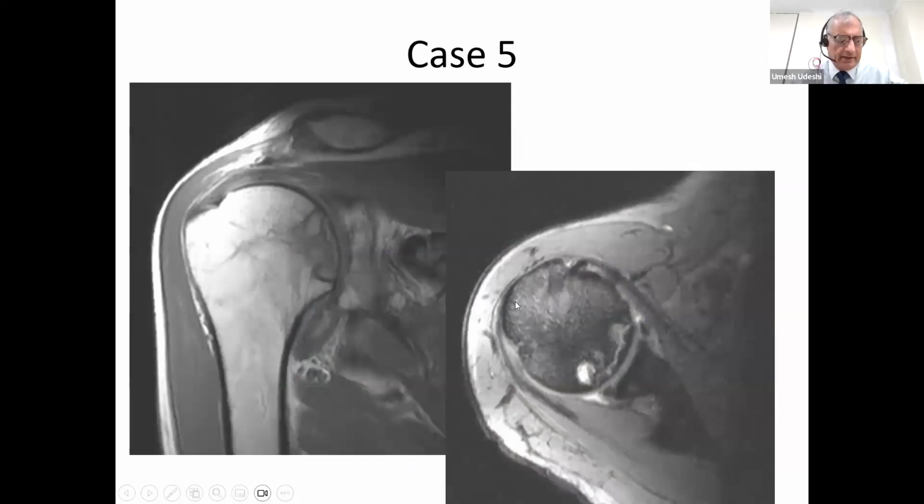Okay, so this is the next case. We're nearly towards the end. So what does this one show? Here's a coronal T1 and an axial T2. What do these images show us? What's abnormal looking on this MRI scan?